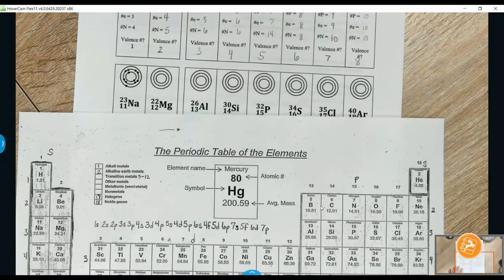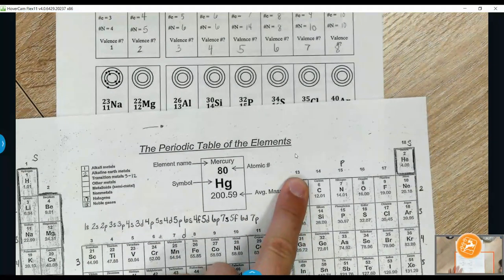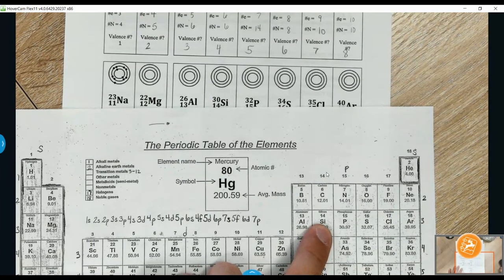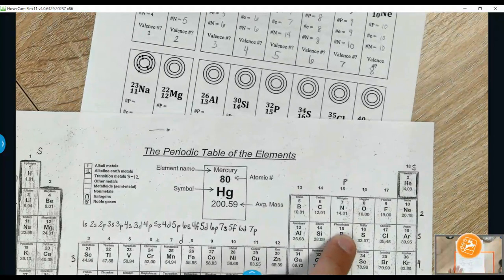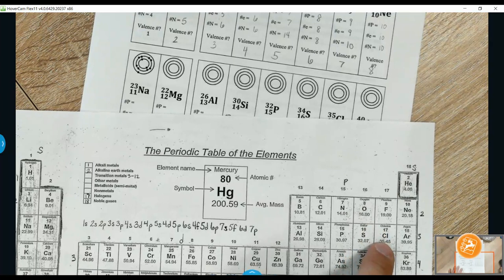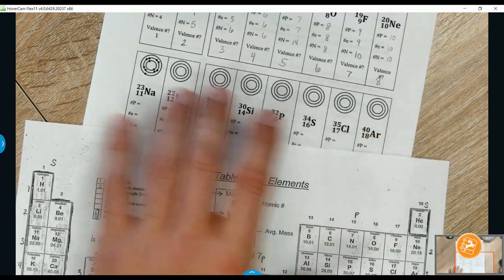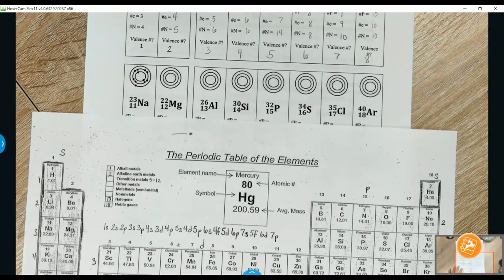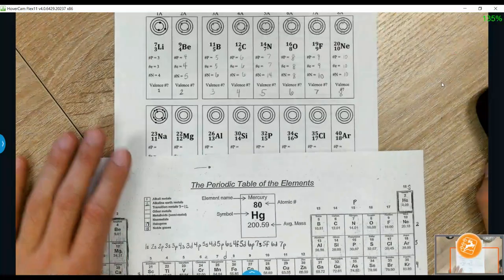What group is aluminum in? Go straight up. 13. What about silicon? What about phosphorus? 15. Sulfur, chlorine, and argon. 18. Okay. Interesting. Now, let's see if we can zoom out just a little bit to see this.